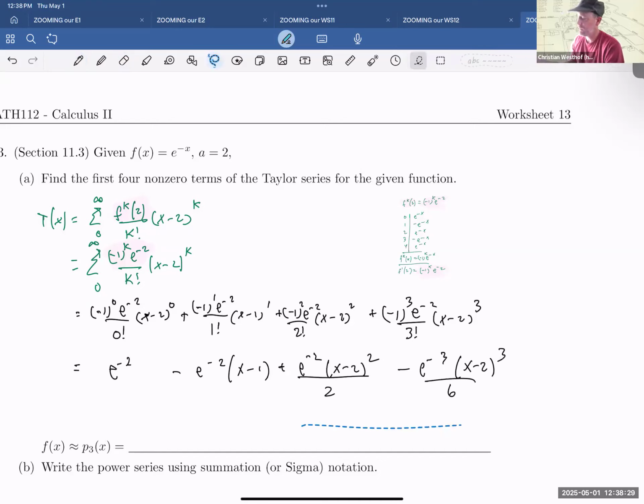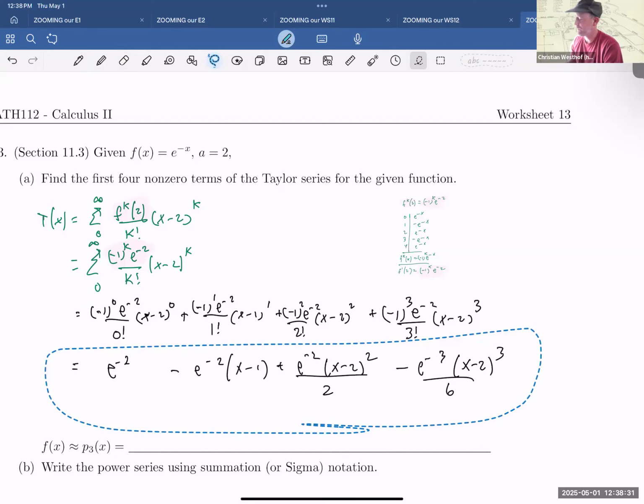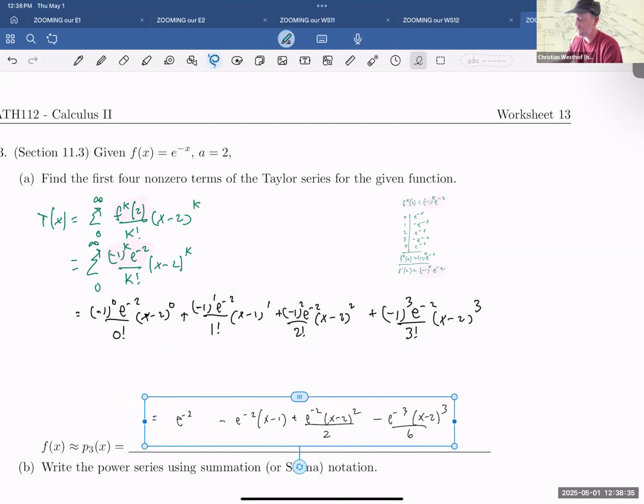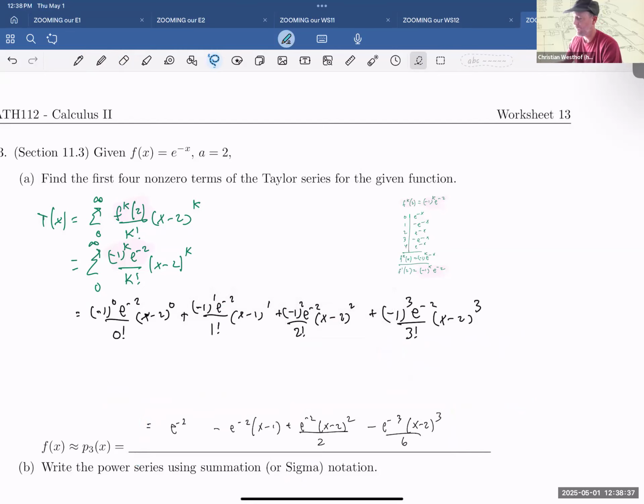All right, so those are the first four non-zero terms of the Taylor series. Non-zero because none of those are 0. That's no different than the third degree Taylor polynomial for the function e to the negative x centered at 2.